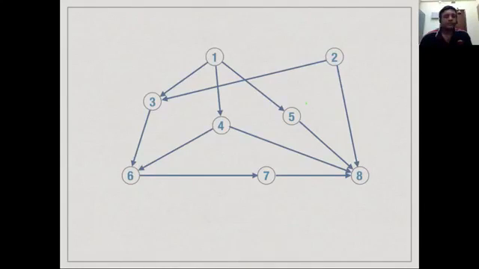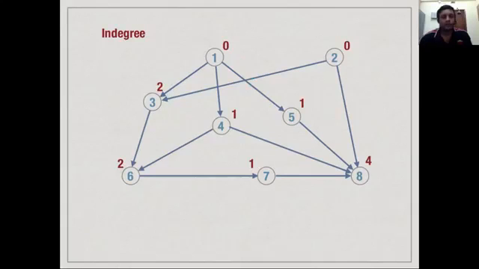So let us apply this strategy to this DAG. We first begin by labeling every vertex by its in-degree. In red we have indicated the in-degree of every vertex. For instance, 1 and 2 have no incoming edges, so they have in-degree 0. Vertex 3 has 2 edges coming in, so it has in-degree 2. Vertex 8 has 4 edges coming in, so it has in-degree 4, and so on.